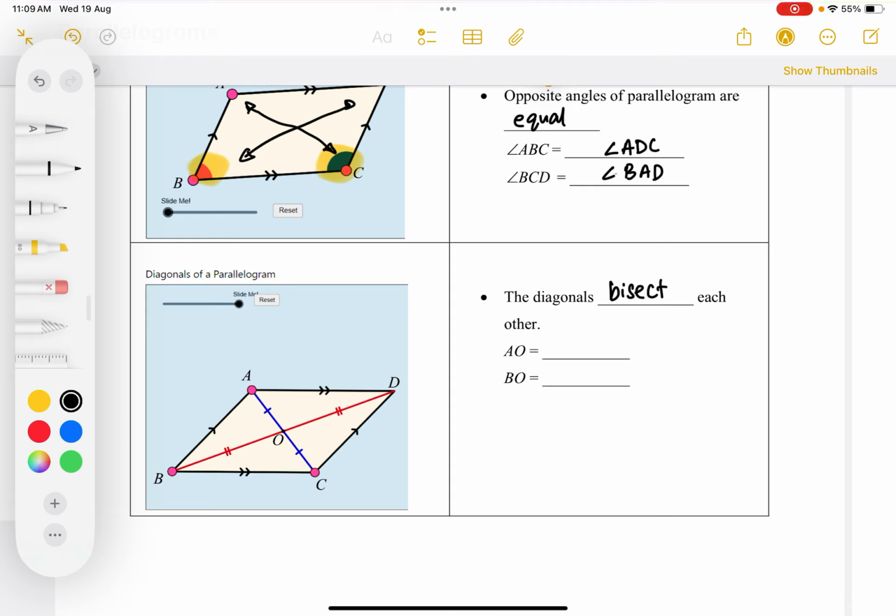So our AO, this portion over here, is equal to this portion, OC. And similarly, our BO length is the same as OD. So we can see it from the symmetry also. Next page.